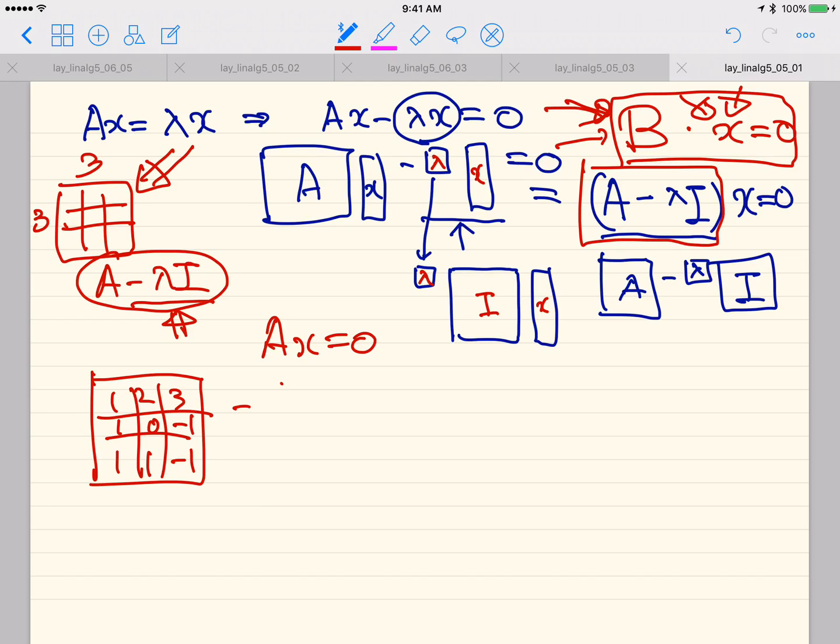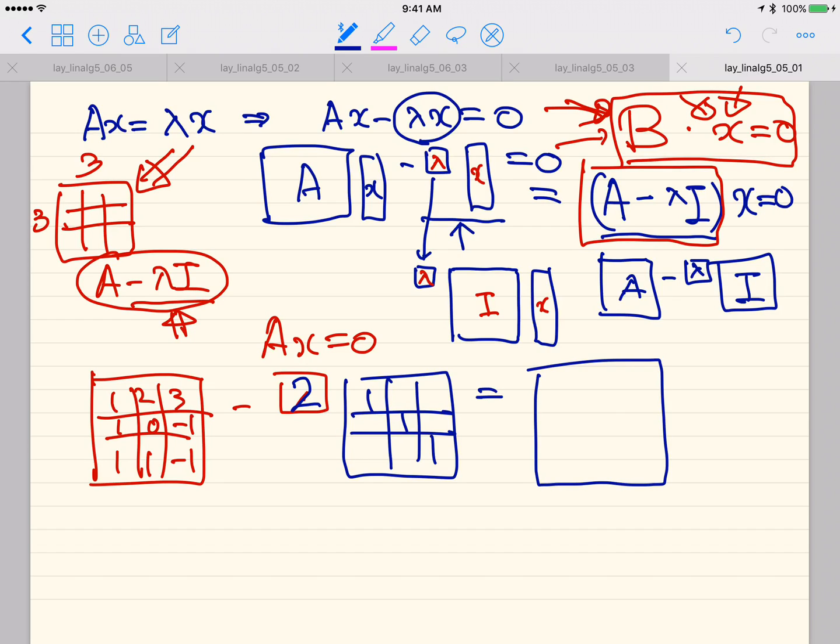We didn't talk about how we find the lambda yet, but let's think about the lambda as maybe 2, and you are subtracting out the identity matrix. Okay, and then what is the resulting matrix? The resulting matrix is 1 minus 2, right? And 0 minus 2 and minus 1 minus 2. And what about the off diagonal part? They will remain the same, right?